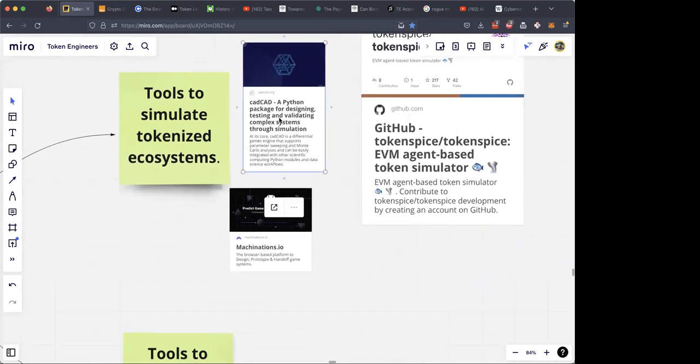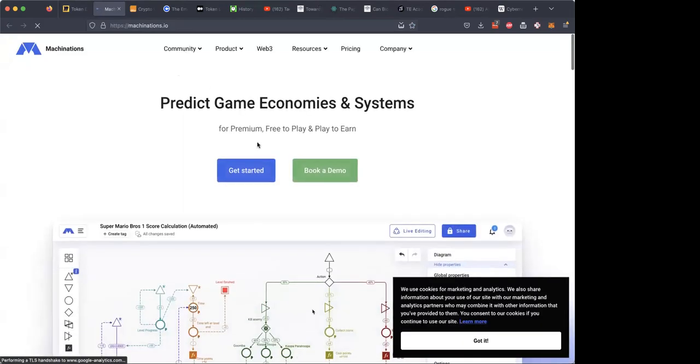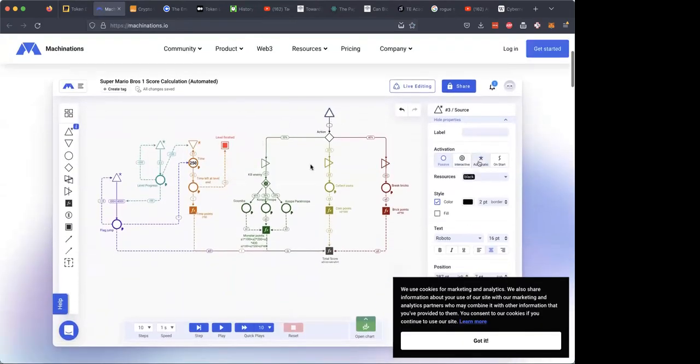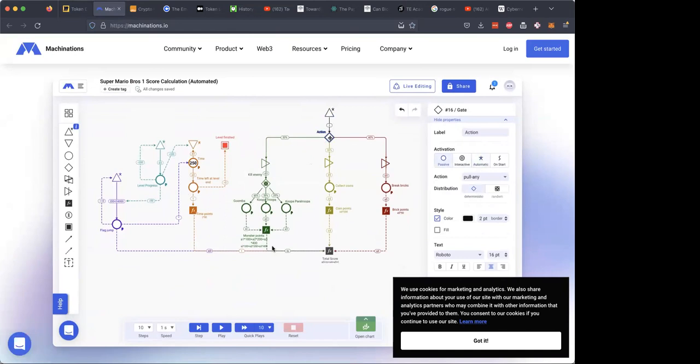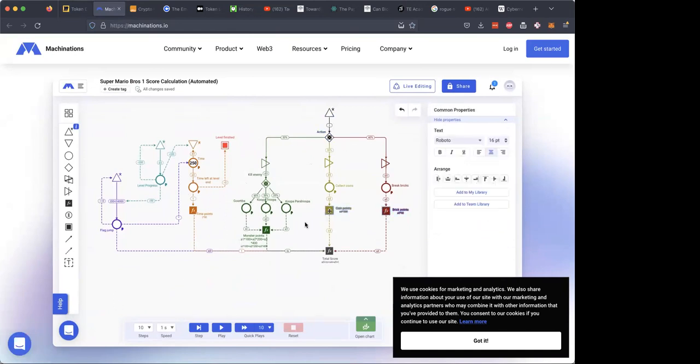And there's CAD, which is another simulation, but the most fun, and I think this is the one that we can all learn, and it's going to take us like 5 hours to learn. Look at this, it's just a game. You can simulate any complexity system with this, machinations.io.